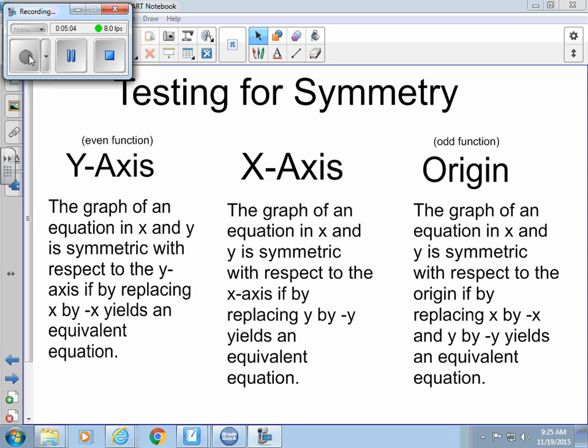A function that has y-axis symmetry is called an even function, and a function that has origin symmetry is called an odd function. Why do you think x-axis symmetry doesn't get a full name? So if you have a function that has y-axis symmetry, it's called an even function. If you have a function that has origin symmetry, it's called an odd function.